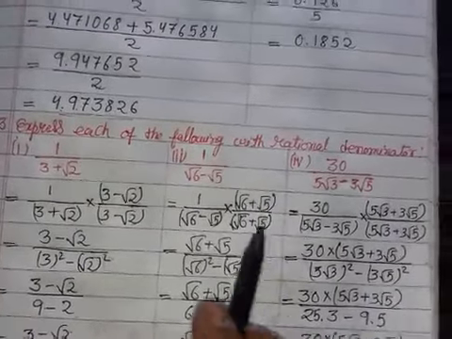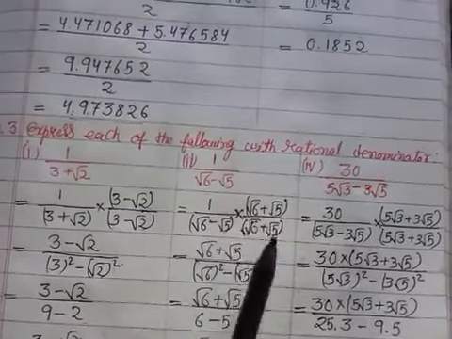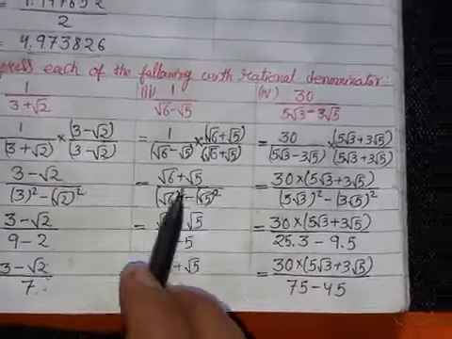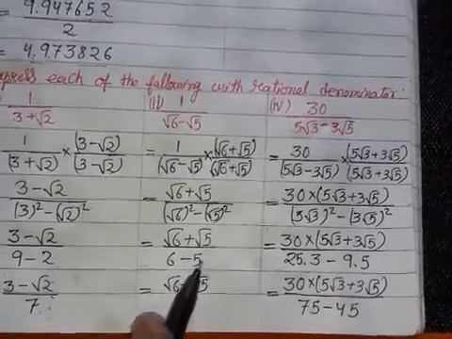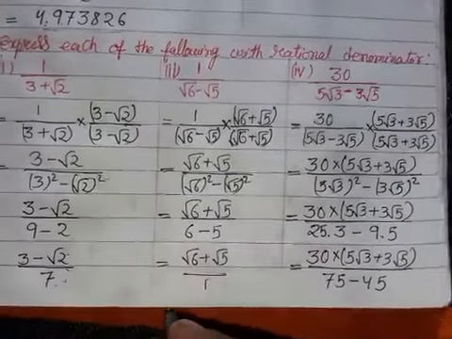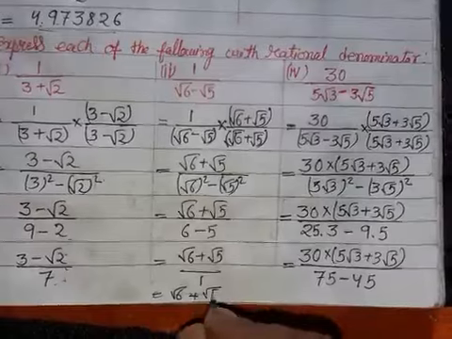Okay, so when it multiplied with 1 no change, and here a minus b into a plus b, same formula, this one. So here we write a square minus b square. So square of root 6 is 6 and square of root 5 is 5. So 6 minus 5 means 1. There is no value in 1. Okay, so we can write root 6 plus root 5.